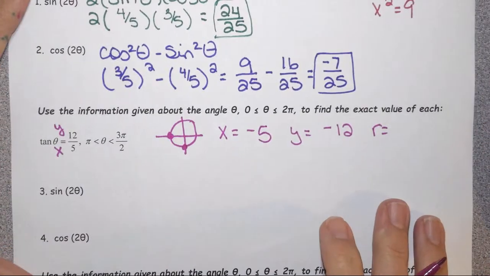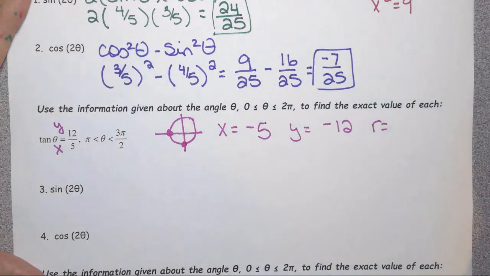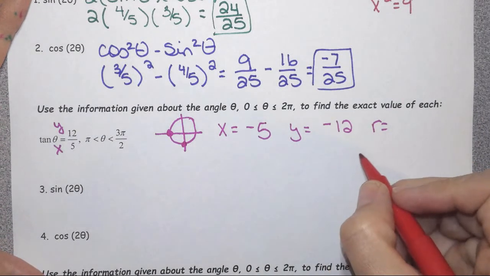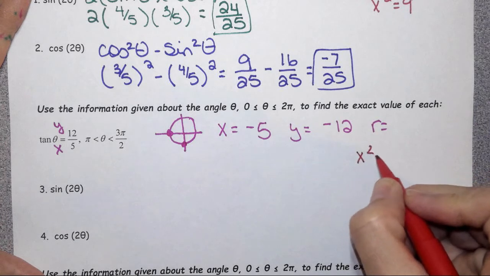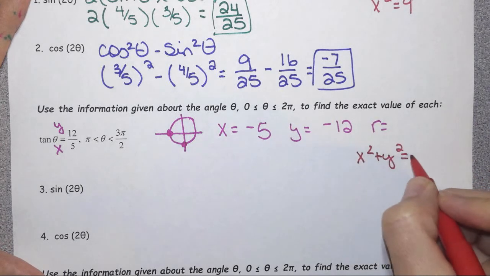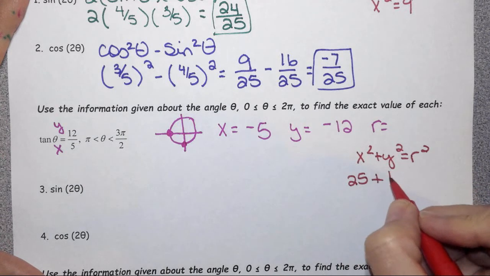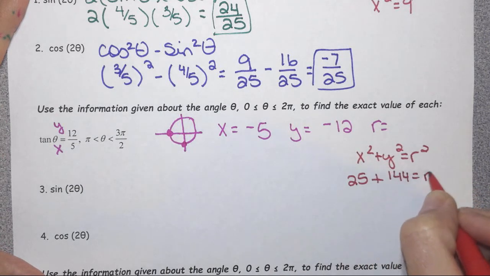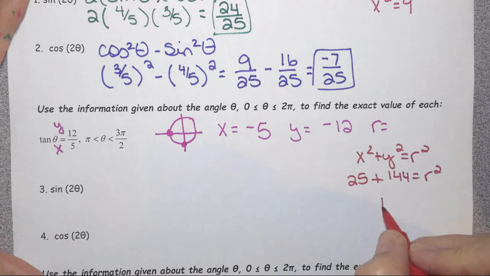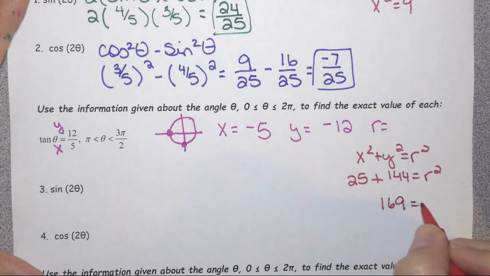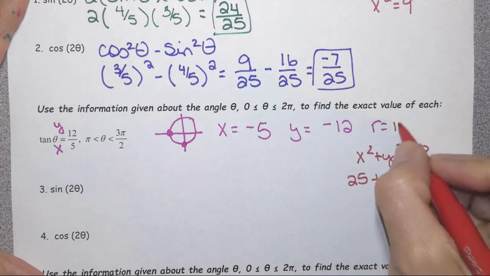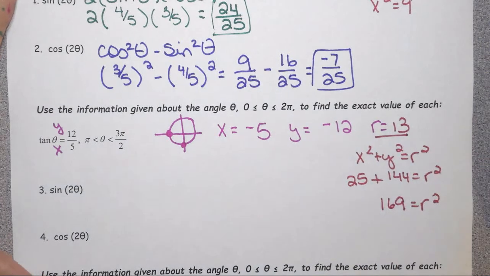I'm going to use my formula again, x squared plus y squared equals r squared, to find r. So x squared is 25, y squared is 144. 25 plus 144 is 169, and the square root of 169 is 13. And r is always positive.